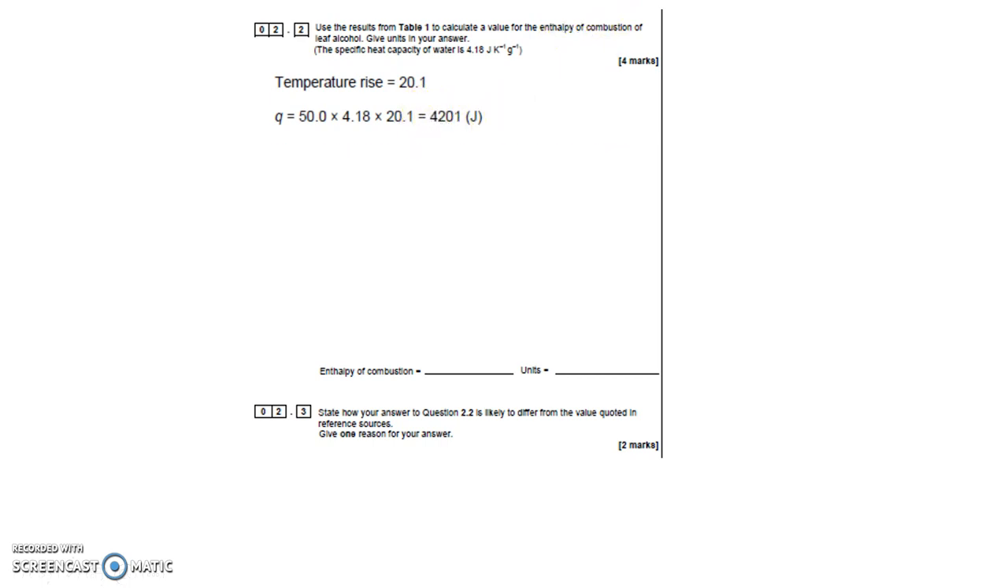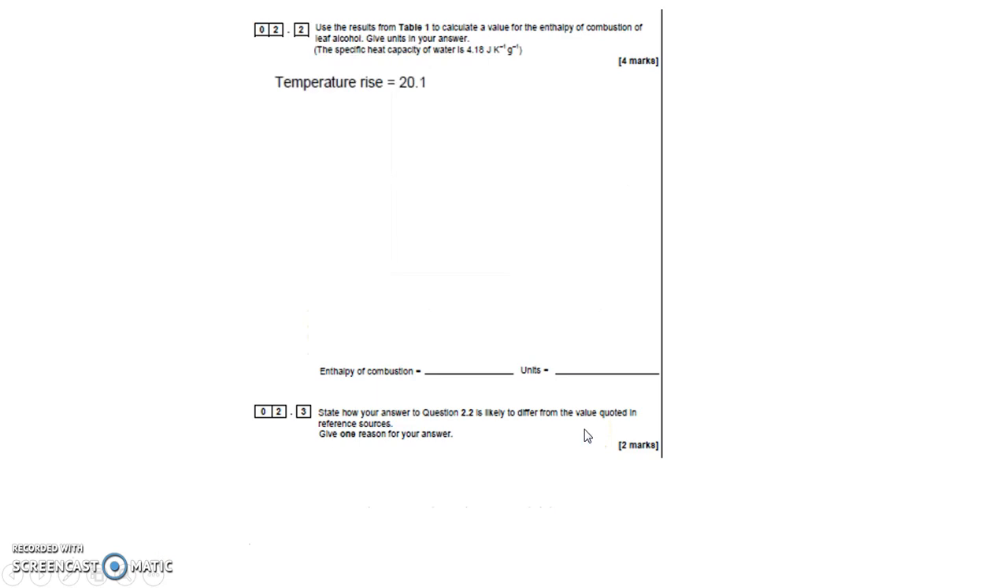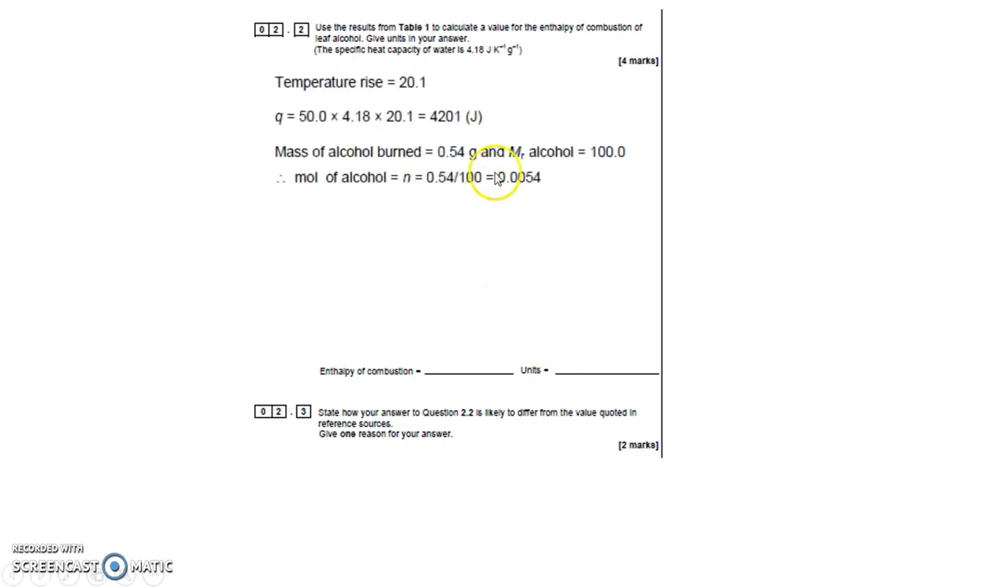My next thing to do is to have a look at the mass of alcohol that's burnt, because that value should be per mole of alcohol that's burnt. Let's subtract those two. 56.38 minus 54.84 will give me the mass of alcohol burnt, and that's 0.54 grams.